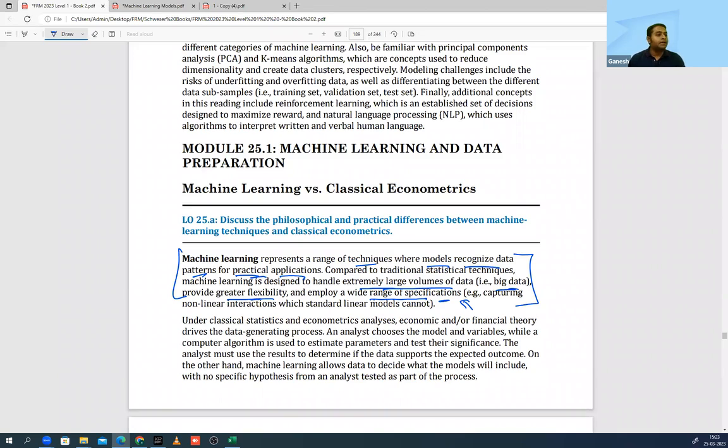If I'm running a linear regression, what was the assumption of linear regression? That the relationship between dependent and independent variable should be linear. Agar relationship non-linear hai, if the relationship is non-linear, your model will break. Over here, it is not dependent on anything. It will find things, even if there is a non-linear relationship, even if something new is there, a hybrid version, it will also find. It will try to give you that answer. Clear? So it has a wide variety of things which a normal standard linear model will not be able to capture.